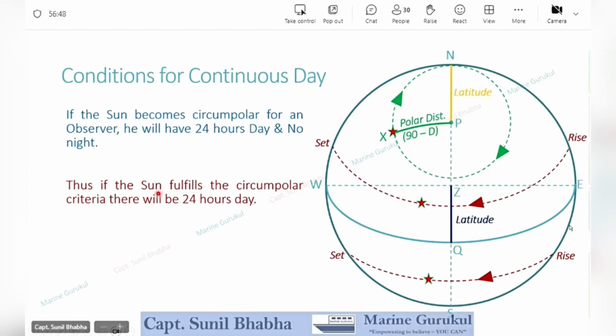So thus, if the sun fulfills the circumpolar criteria, there will be a 24 hours day and there will be no night for that particular observer.